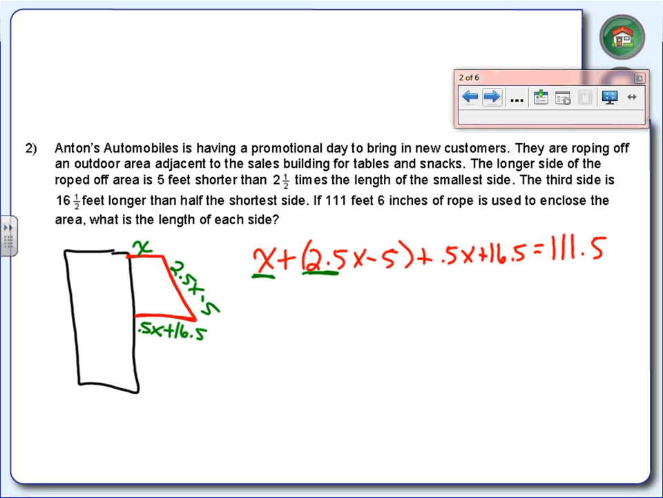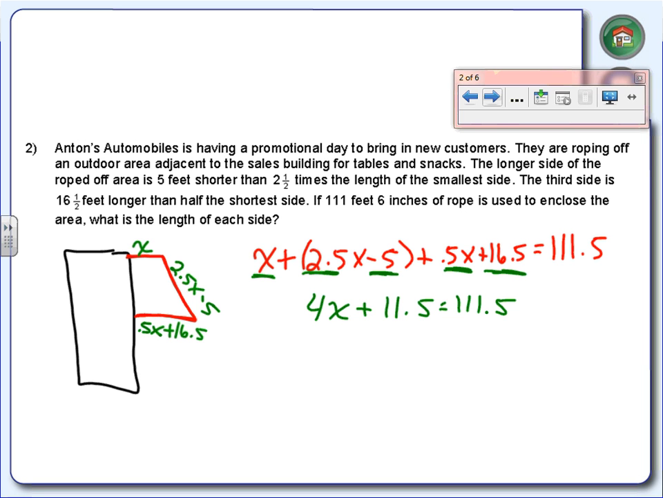First thing I'm going to do is combine all of my x's. I've got x plus 2.5x plus 0.5x. Get all that together, now you have 4x. Now I'm going to get all my constants together, the negative 5 plus 6.5. Put that together, and we end up with a positive 1.5. Of course, it's still equal to 111.5.